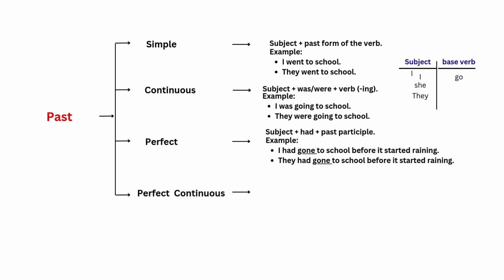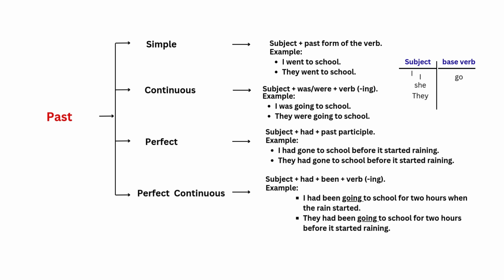Going to school. They had gone to school before it started raining. They is the subject. Had is the auxiliary helping verb. Gone is the past participle of the verb go. To school is the object. Before is a conjunction. It started raining is another action in the past. Past perfect continuous.